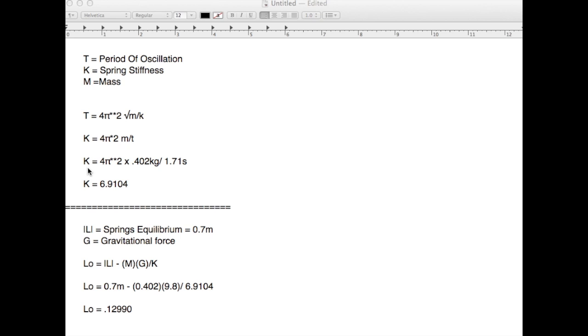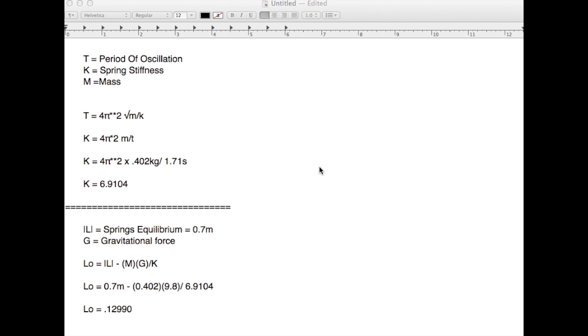So now once I find my inputs, the mass of the object being 0.402 kilograms, and T simply being the time it takes for the top peak of the oscillation to go to the next peak, or the lowest point of the oscillation to the next lowest point. For this one it is 1.71 seconds. So once you multiply 0.402 kilograms by 4 pi squared and divide by 1.71 seconds squared, you get k, the spring stiffness, being 6.9104. I believe this will vary because different students will have different feedback from the tracker because of human error. So this is what I got.